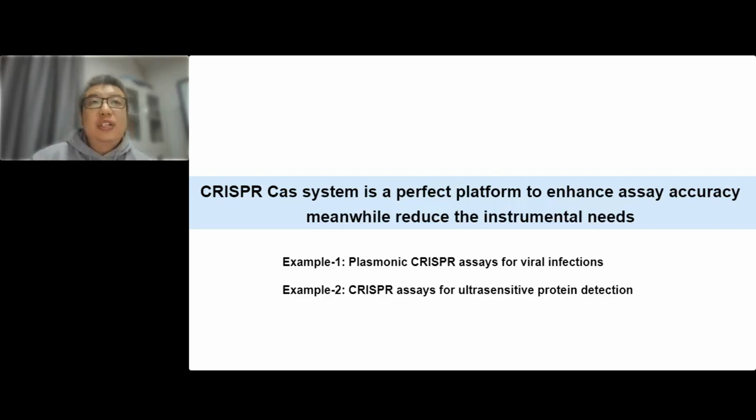Here I'm going to use two specific examples to showcase some of our own research making use of CRISPR-Cas systems to develop assays for nucleic acid and protein biomarkers. In the first example, we developed plasmonic CRISPR-Cas assays for viral infections.